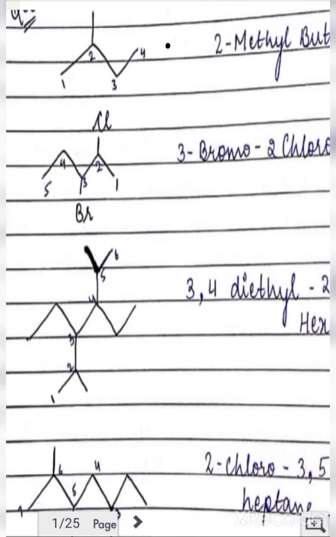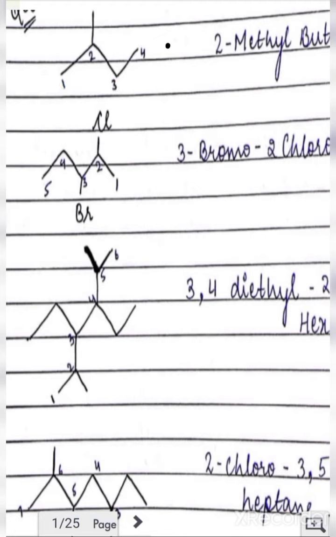In this, the parent carbon chain is of 4 carbons, that is this. Now we can number it from the left hand side or from the right hand side. If we number it from the left hand side, we get first, second, third, fourth. While if we number it from the right hand side, we get first, second, third and fourth. While numbering from the left hand side, the methyl group gets the second position, while from the right hand side it gets the third position. So the numbering from the left hand side will be the correct one.